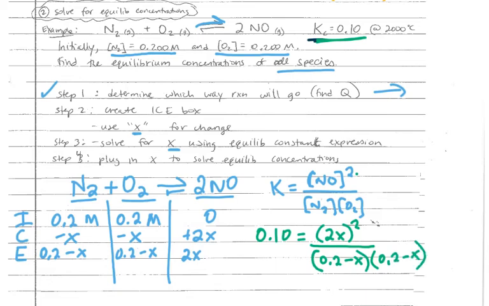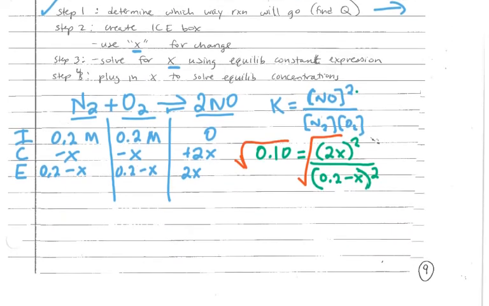Another way to write that is 0.2 minus X squared. And when we write it that way, it's a lot easier to see how we're going to solve this, because the first thing we can do is take the square root of both sides of that equation to get rid of that 2 exponent. The square root of 0.10 is, looking up my math, 0.316, and the square root of this side of the equation is just now 2x over 0.2 minus x.